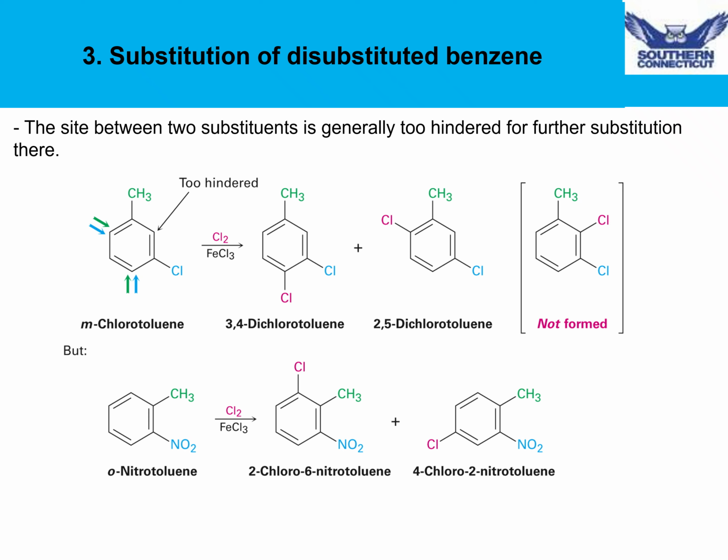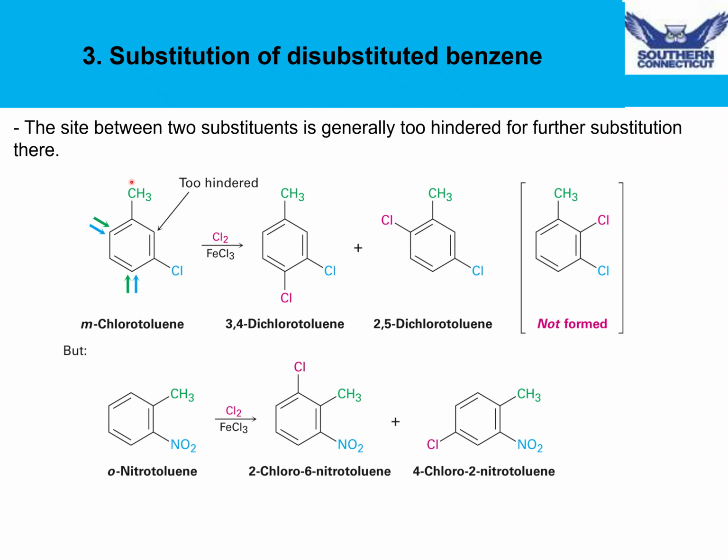Something else to keep in mind is that a carbon on a benzene ring between two substituents is generally too hindered of a location to add any new substituents there. As an example, if we have meta-chlorotoluene, the methyl group, you might recall, is a weak activator, while the halogen is a weak deactivator.